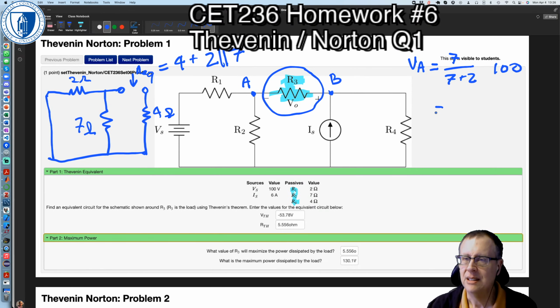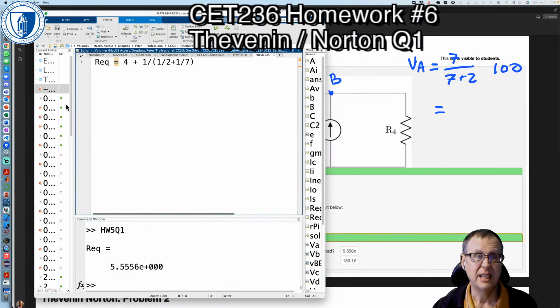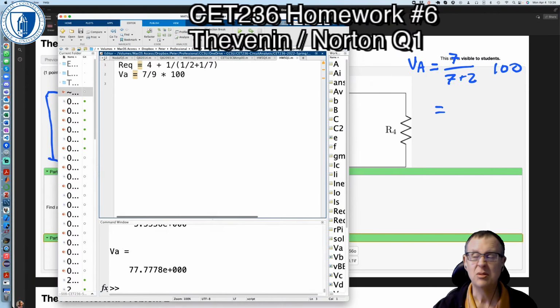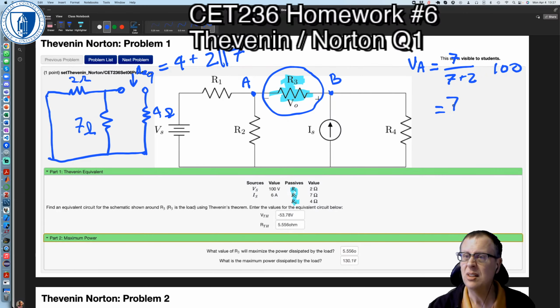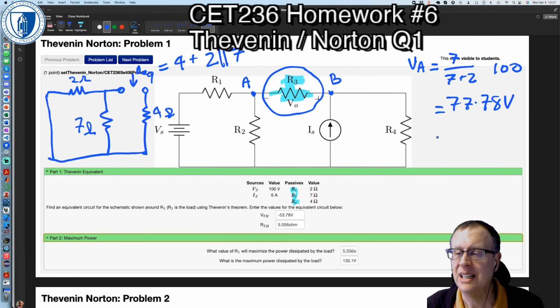And we can put that into MATLAB too, and we'll just call that VA. VA equals 7 on 9 times 100. Right, and what does that give us? That's 77.78 to 4 significant figures, 77.78 volts.